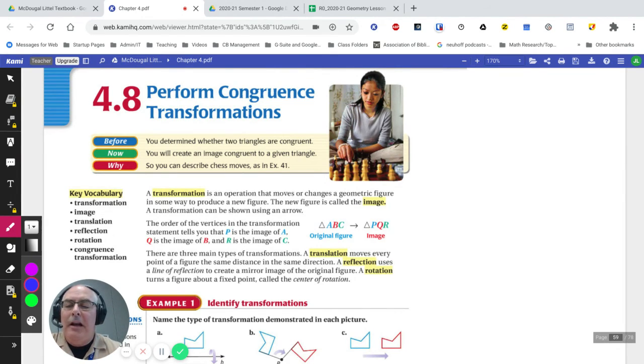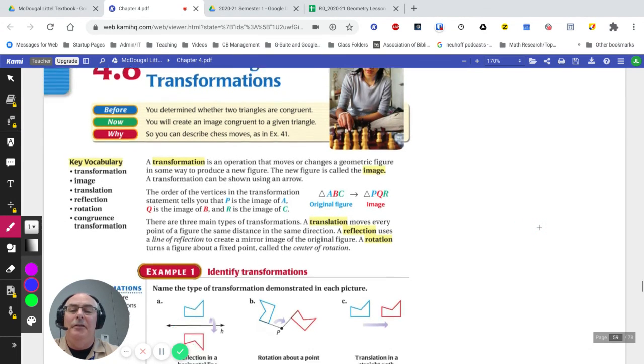In lesson 4.8, we're going to be looking at a slightly different set of concepts. We've been working with triangles and triangle congruence, isosceles, and equilateral triangles. And now what we're going to be looking at is what is called congruence transformations. And basically a transformation is taking an object and moving it, basically an exact replica of that object, to a different location.